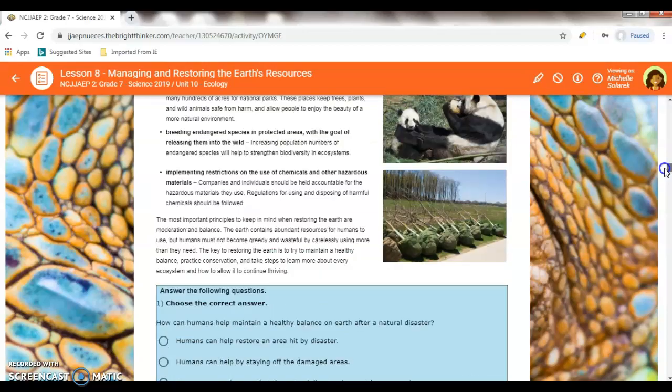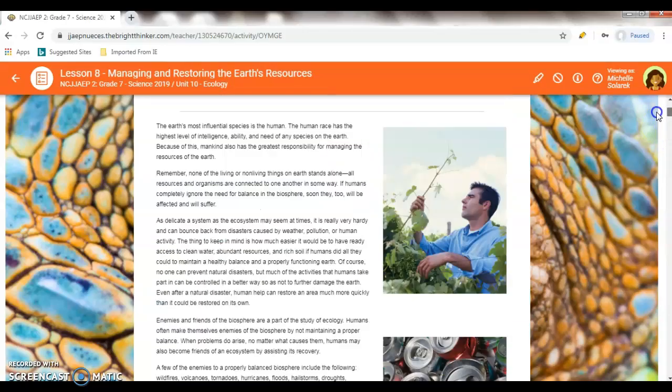These principles are used to restore the Earth through modernization and balance. The Earth contains an abundance of resources for humans to use, but humans must not become greedy and wasteful by carelessly using more than what they need. The key to restoring the Earth is to maintain a healthy balance, practice conservation, and take steps to learn more about every ecosystem and how it is allowed to continue to thrive.